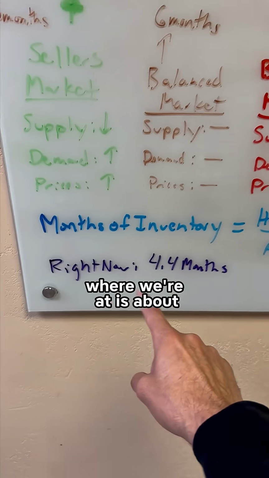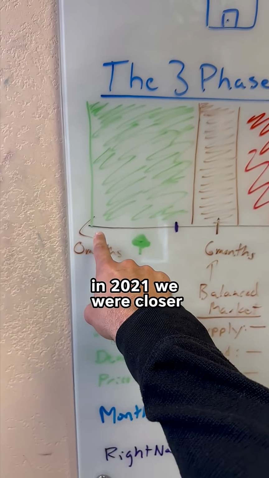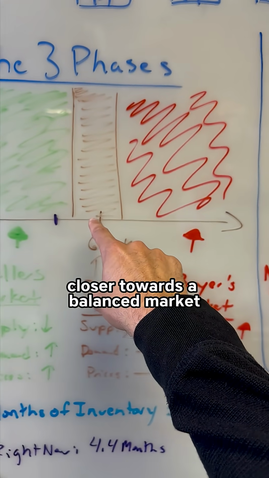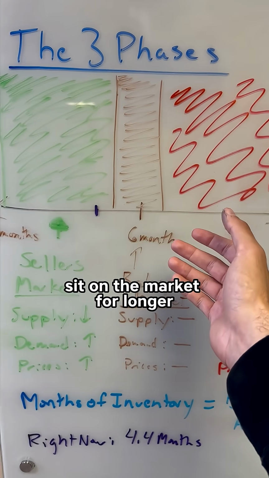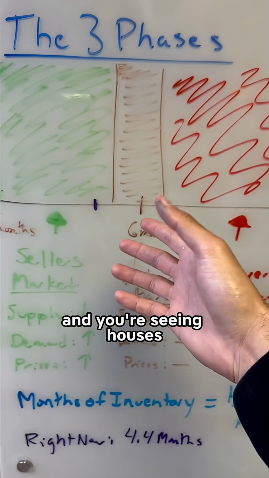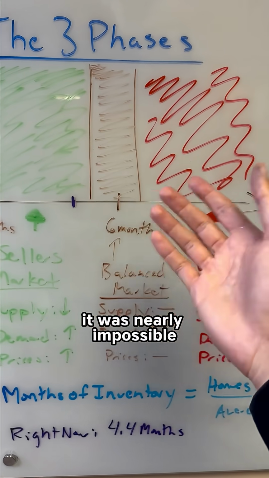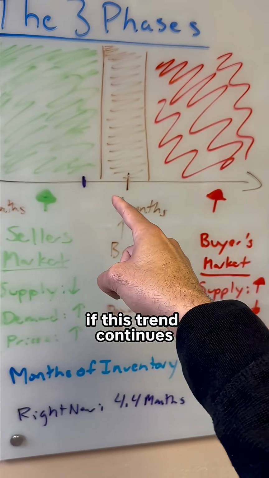Now, right now where we're at is about 4.4 months of supply. In 2021, we were closer to 1 month of supply. And so we've been shifting closer towards a balanced market from a seller's market, which is why we're seeing homes sit on the market for longer, and you're seeing houses go for sometimes less than asking price now, whereas in that time period, it was nearly impossible. And we might be moving towards a buyer's market if this trend continues.